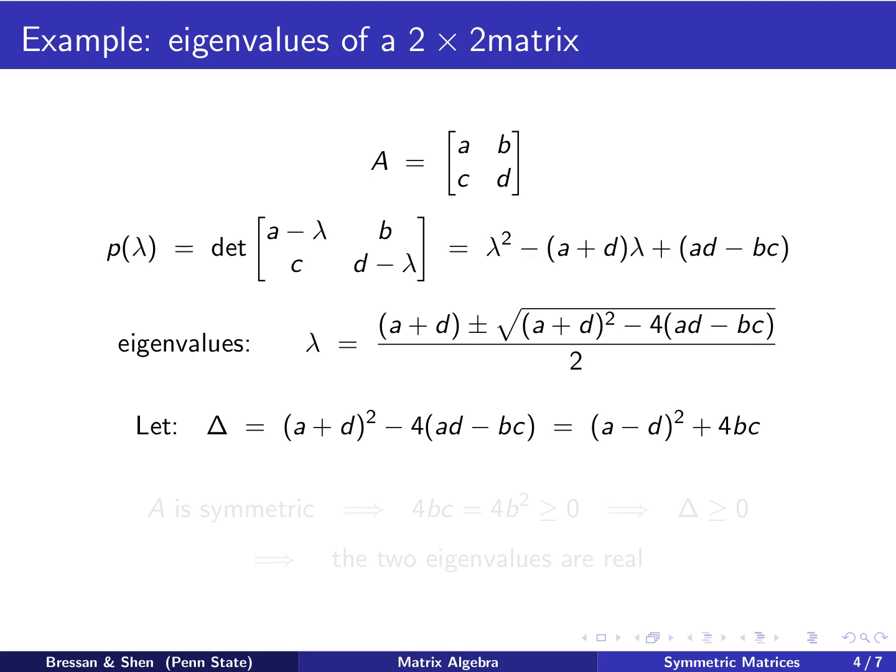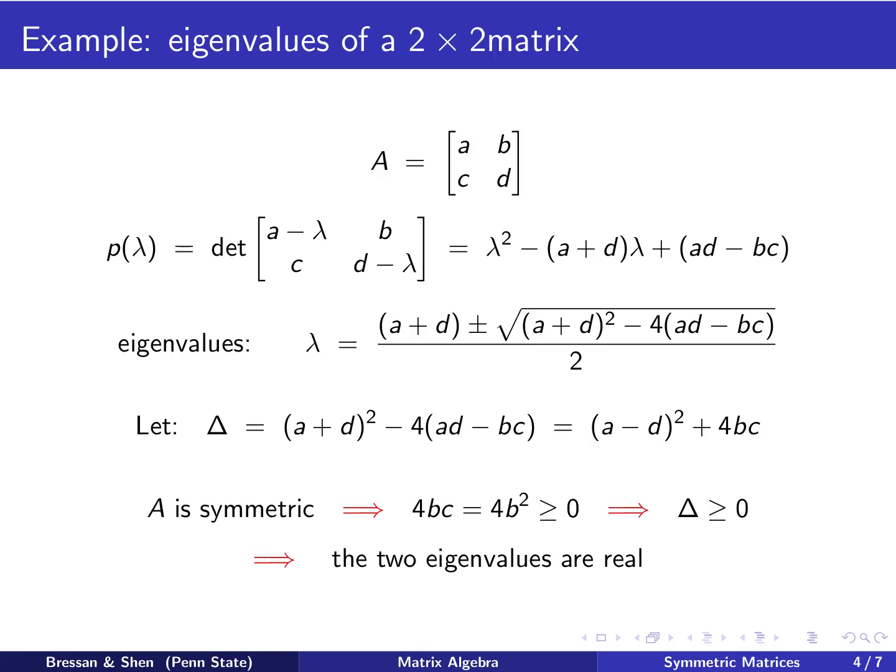Let's now consider this quantity here in the square root. It's often called the discriminant. For that, if we open this square up and then combine, we see that (a plus d) squared minus 4 times ad changes into (a minus d) squared, and then we have a plus 4 times bc. So we know if this quantity is bigger than or equal to 0, then my eigenvalues will be real, otherwise we'll have complex eigenvalues.